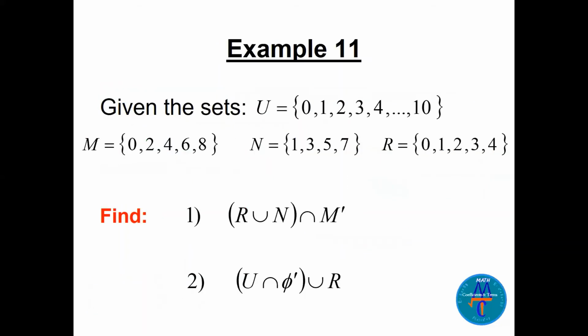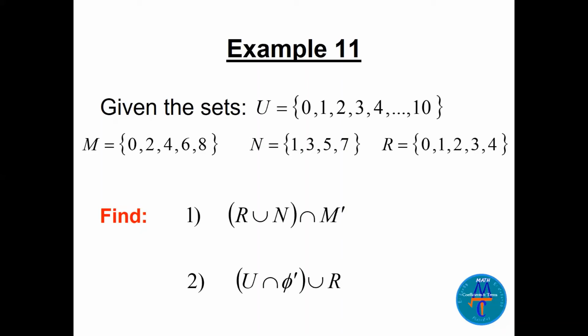Let's look at question number 11. Given the sets, 4 sets. So I gave you U here. See, this is universal. So this is in the discussion, in this example only. U is 0, 1, 2 until 10. Set M is 0, 2, 4, 6, 8. And N is 1, 3, 5, 7, and R is 0, 1, 2, 3, 4. Let's find, there are two questions here. R union N intersection M prime.